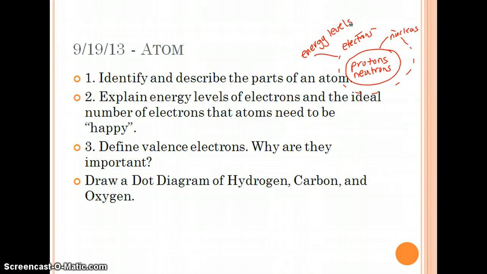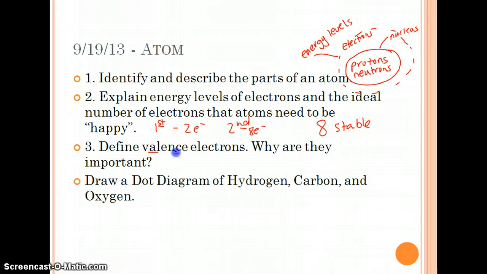Explain energy levels of electrons and the ideal number of electrons that atoms need to be happy. So energy levels are the location or kind of cloud where electrons are found, and the first energy level can hold 2 electrons. The second can hold 8 electrons. And then the third goes to 18 and so on, but we're really worried about that number 8. 8 is stable, okay, after that second energy level.